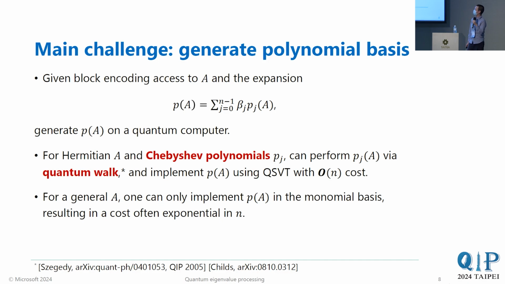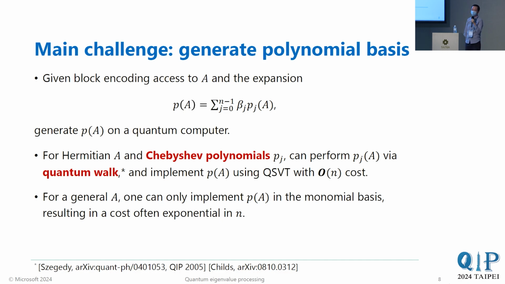In the special case where this input matrix is a Hermitian matrix, and also the polynomials are Chebyshev polynomials, there's a very famous solution to this problem. It's given by the discrete time quantum walk. So you can just perform this quantum walk, and you can efficiently implement this. And after that, you can either take a linear combination or use some more advanced tricks like QSVT to achieve your desired polynomials.